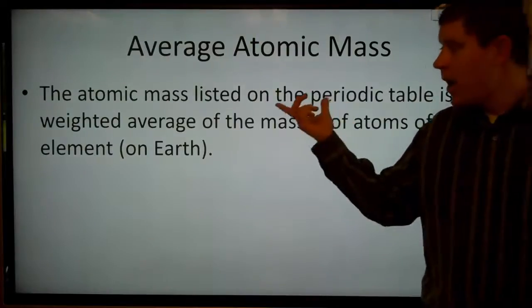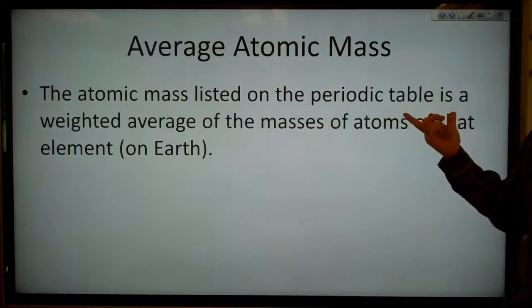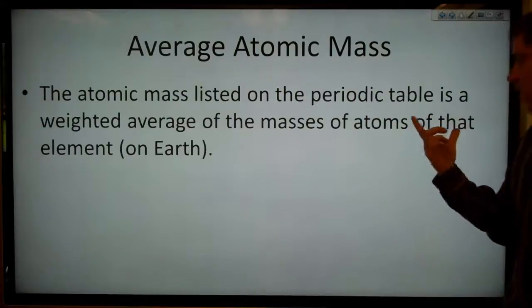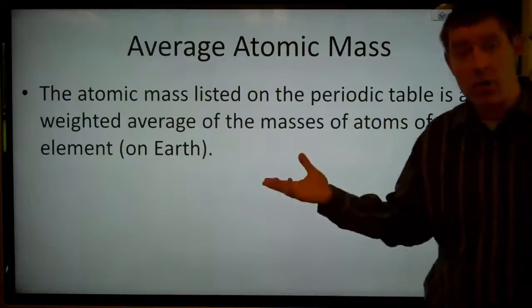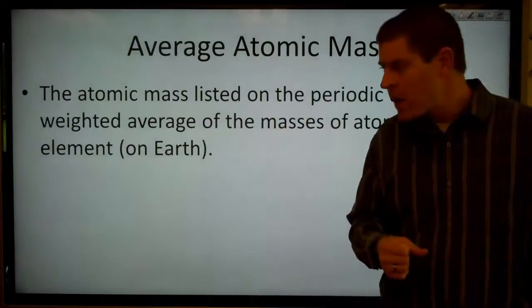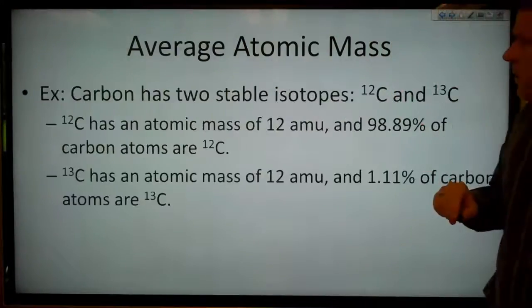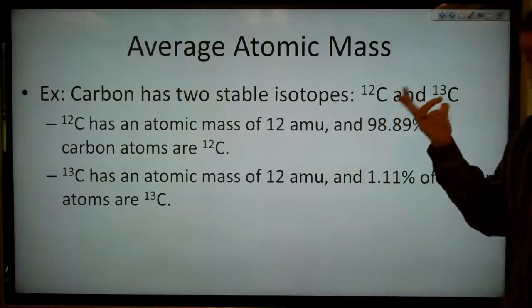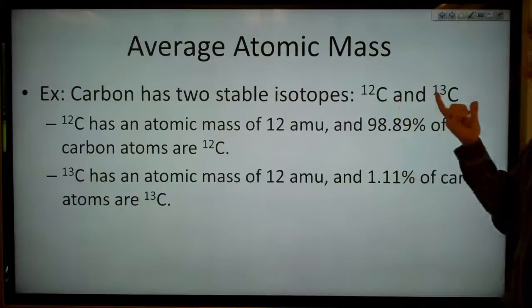Now, the atomic mass that's listed on the periodic table is an average. It's a weighted average of the masses of atoms of that element, at least on Earth, based on the abundance of each isotope on Earth. Something like carbon: carbon has two stable isotopes. It's got carbon-12 and carbon-13.